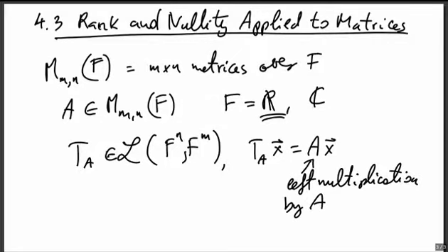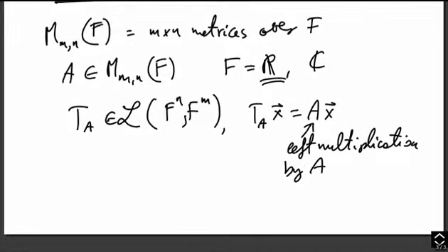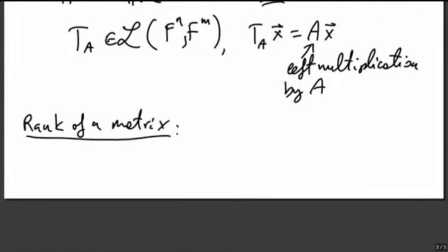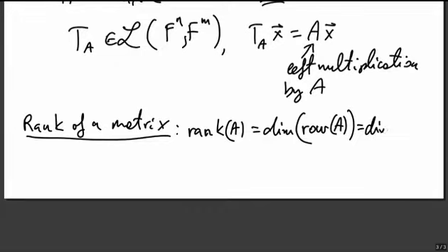Since matrix vector multiplication is not commutative, sometimes we even use right multiplication. So there is a so-called rank of a matrix. It has several possible ways of defining it. The notation is rank of A, and this is the dimension of the row space. And it turns out that this is the same as the dimension of the column space.